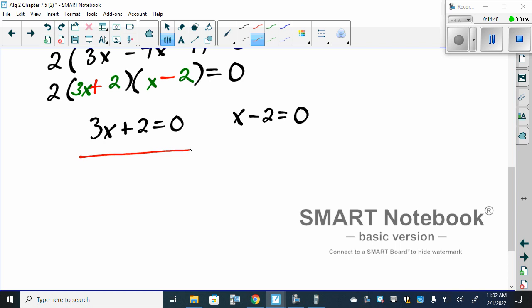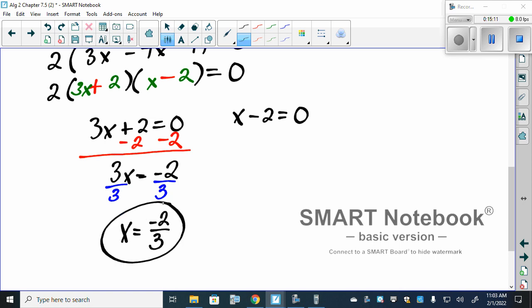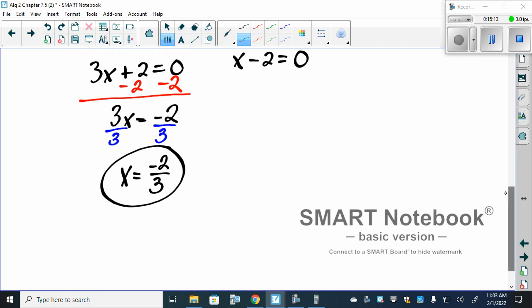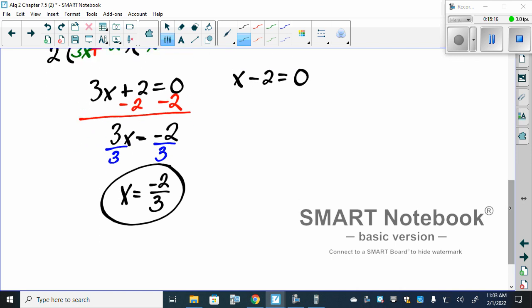Well, the 3x plus 2 equals 0, well, the first thing we can do is subtract 2 from both sides, which will tell us that 3x is equal to negative 2. And last but not least, we would divide by 3, telling us x is equal to negative 2/3. And for the other one, we would add 2 to both sides, telling us x is equal to 2.